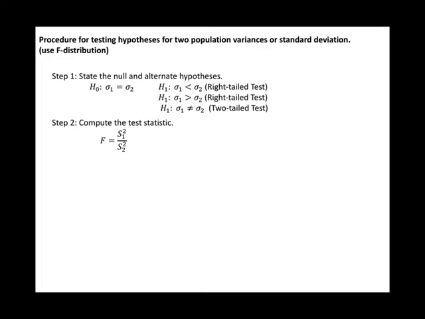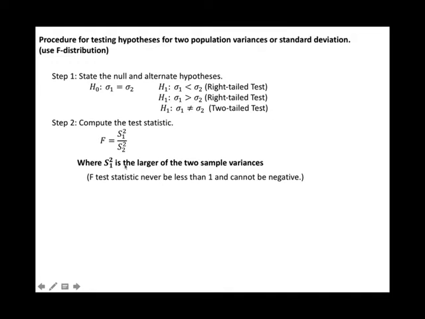And this is the formula for the test statistic. You can see F equals the sample variance of population 1 over the sample variance of population 2. And I remind you again, population 1 has to be the larger of the two sample variances. The numerator has to be greater than the denominator. So the test statistic can never be less than 1, because the numerator is greater than the denominator, and it cannot be negative, because variance is always a positive number.